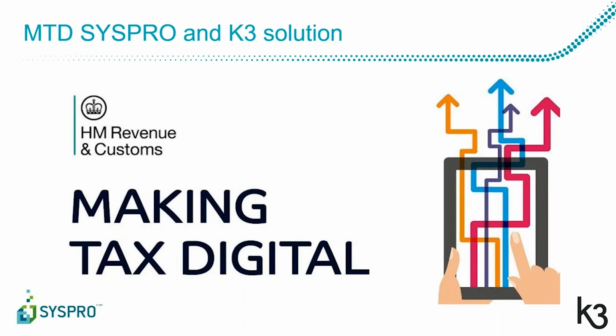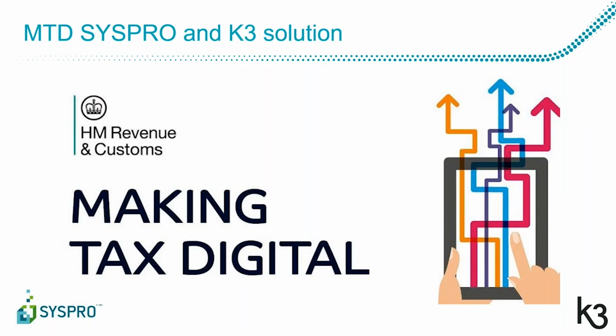Making tax digital. HMRC introduced the requirement for companies with a threshold of £85,000 or higher to keep track of all of their transactions digitally and to submit their 9-box VAT return through an API directly to HMRC. You are no longer able to log on to the web portal and manually enter those 9-box values. K3 SYSPRO works together with SYSPRO and the Imagine team on the K3 platform itself to provide a solution that will allow you to meet HMRC's requirements.